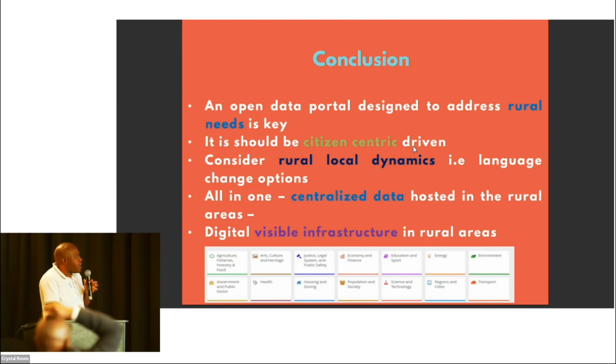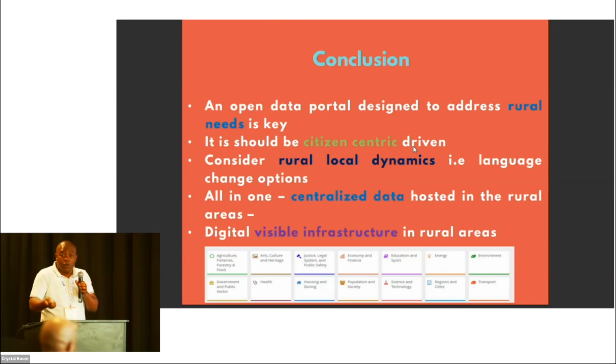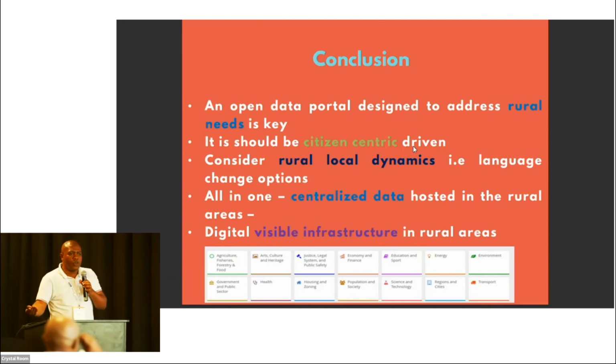The local dynamics are very key. I put an example of language there. If you develop it in English, they will tell you that they won't be able to read fluently, and then they make mistakes and they don't accept it. An all-in-one centralized platform is quite good for them. We have a number of platforms set up at rural schools, where the community goes to the school when they want to read about home affairs.